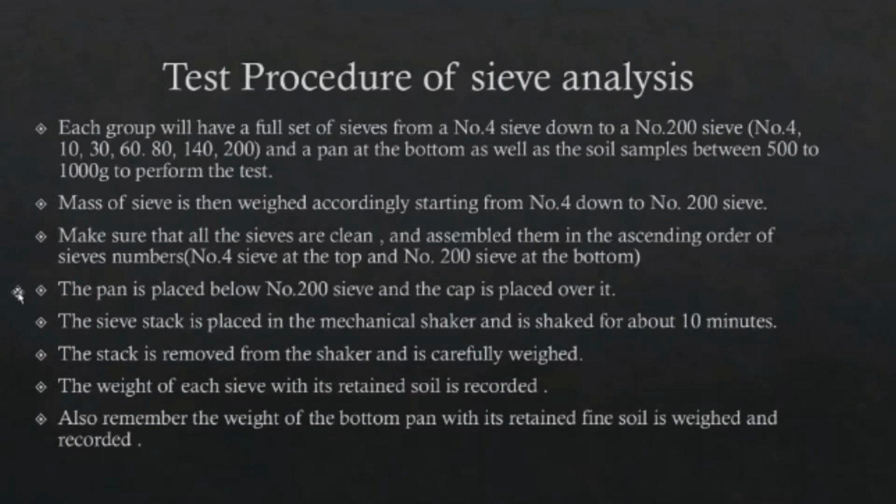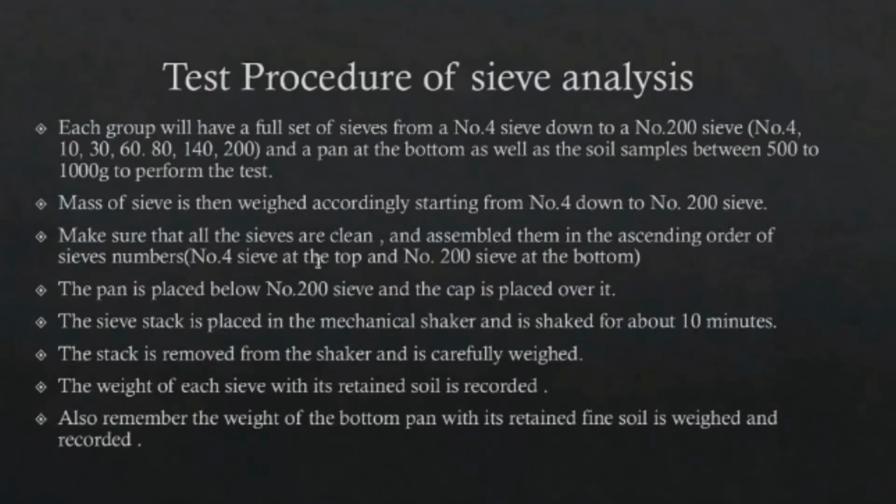The test procedure of sieve analysis is as follows. Each group will have a full set of sieves from a number 4 sieve down to a number 200 sieve, which is 4, 10, 30, 60, 80, 140, and 200, and a pan at the bottom, as well as soil samples between 500 to 1000 grams to perform the test. The mass of each sieve is then weighed accordingly, starting from number 4 down to number 200 sieve.